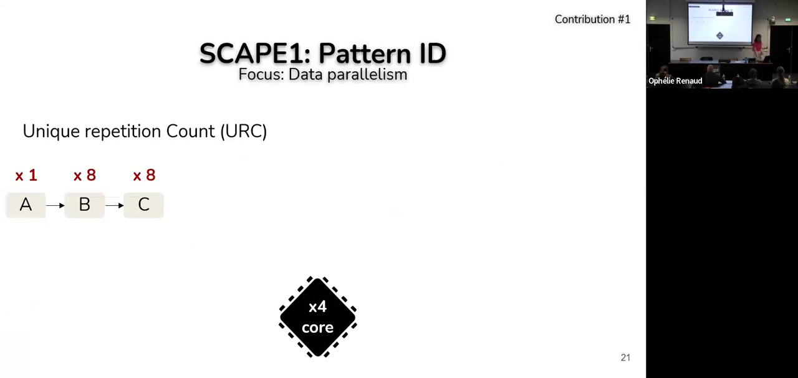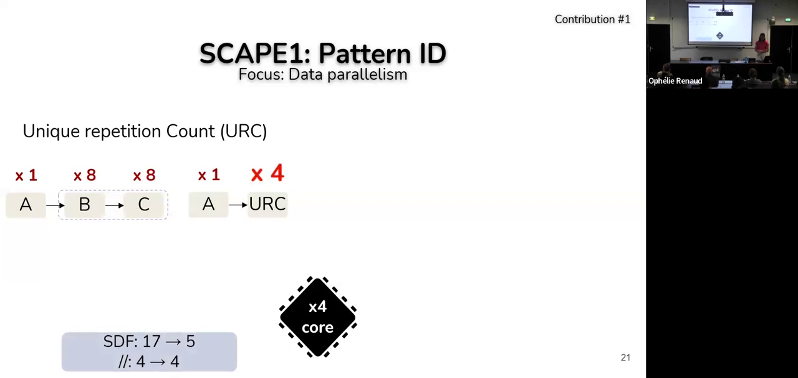For example, the method will group actors B and C together and then match the repetition to the target, here reducing the size of the SDF graph from 17 actors to 5, while preserving the parallelism of the target architecture.